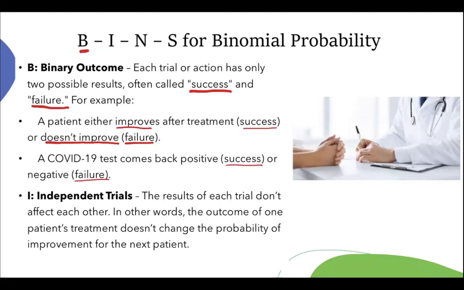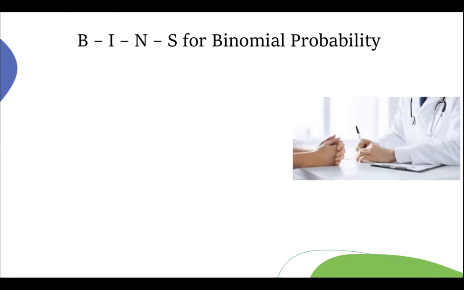The I in BINS stands for independent trials, and this means that the results of a trial don't affect one another. The outcome of one patient's treatment does not change the probability of improvement for the next patient. So in a properly conducted randomized experiment, trials are separated and one patient's experience does not have an effect on another patient's experience. So those are independent trials. And if done correctly, that's usually something that is satisfied in all medical trials.